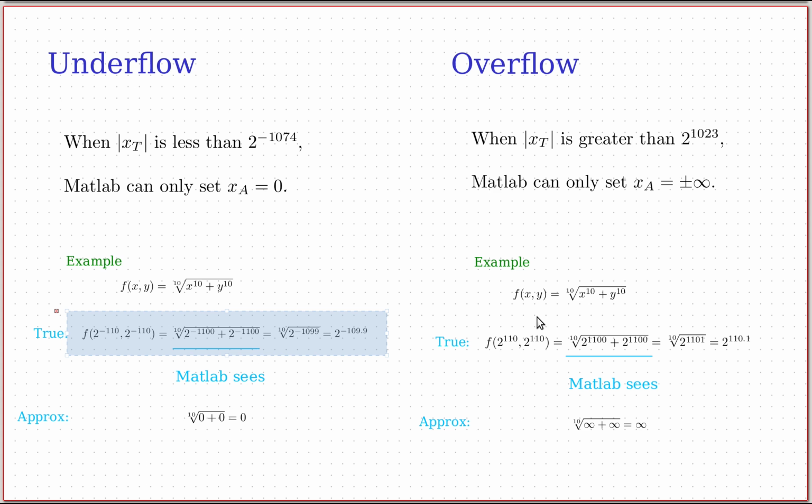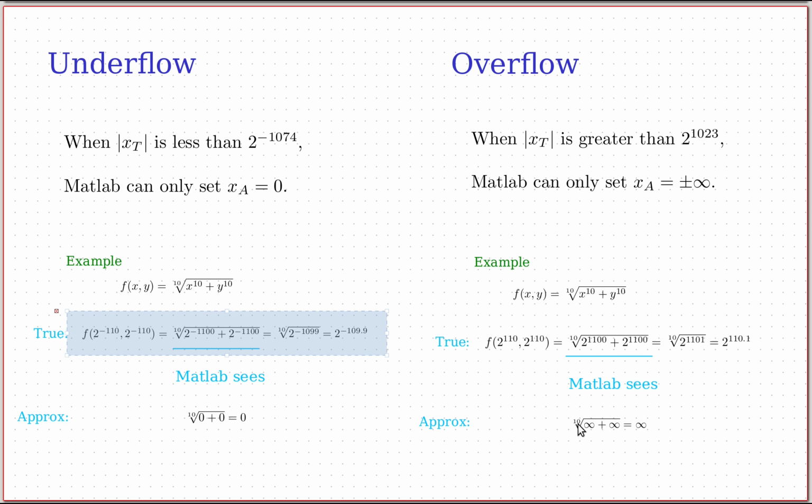In a similar way, you can get an overflow error. So if I just plug in x equals 2 to the positive 110 and y equals 2 to the positive 110, then we get a similar overflow error. Now when you plug those in and raise x and y to the 10th power, we get 2 to the positive 1100 power plus 2 to the positive 1100 power. Now also recall that the greatest numbers you can store in MATLAB are on the order of 2 to the 1023rd. If you get up to numbers on the order of 2 to the 1024th, they're all considered infinity by MATLAB. So when MATLAB sees these two numbers, it has no choice but to represent them as infinity.